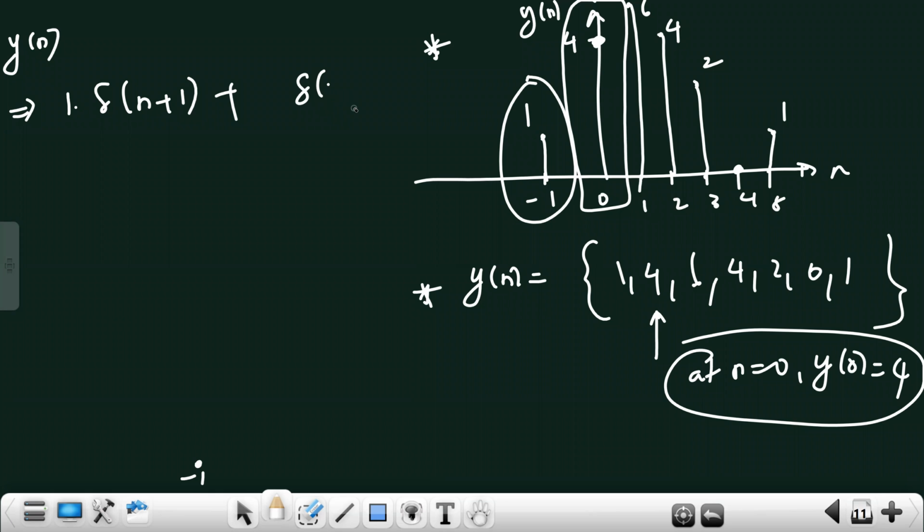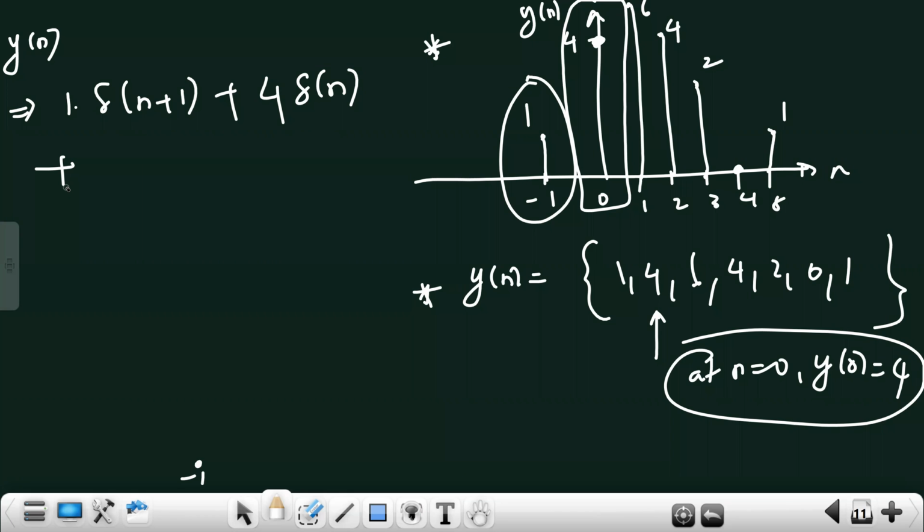You have no basics. You have to study the basics, fundamentals. First module fundamentals you have to study. So del of n is the impulse that is existing at n equal to 0 and its amplitude is 4. So you have to put 4 over there. So 4 into del of n plus, coming to the next one.